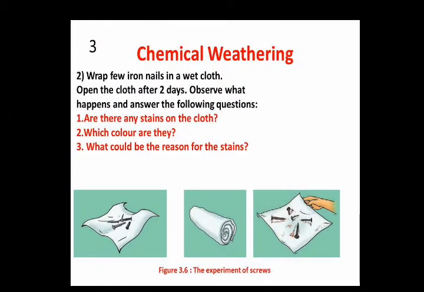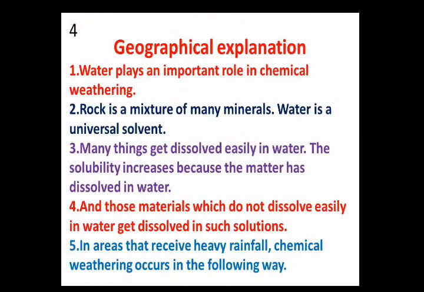Next, see the second activity. Wrap a few iron nails in a wet cloth. Open the cloth after 2 days, observe what happens and answer the questions asked here. Are there any stains on the cloth? Yes, you will see some changes. If you have taken a white cloth, it will get some spots on it. Which colors? A reddish yellow or dark brown, and many other colors also will be seen. And what could be the reason for the stain? Yes, there is a chemical process. Okay, through these two activities we'll go ahead with the geographical explanation.